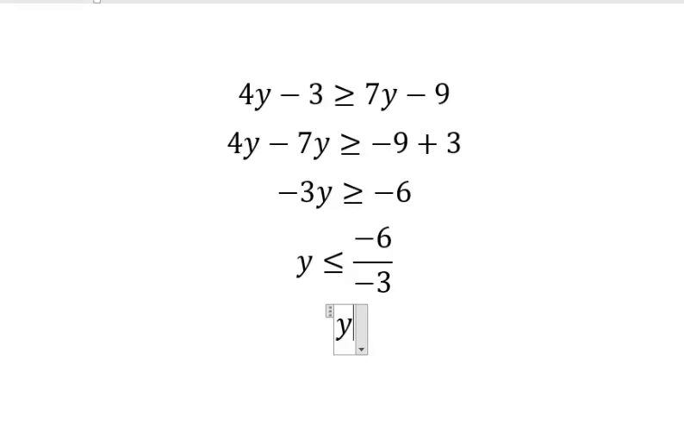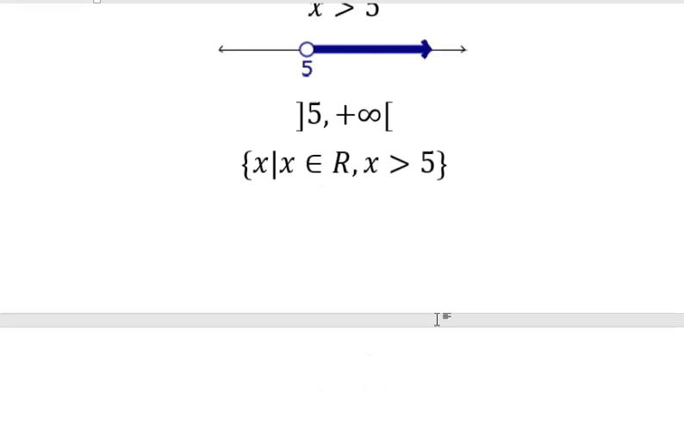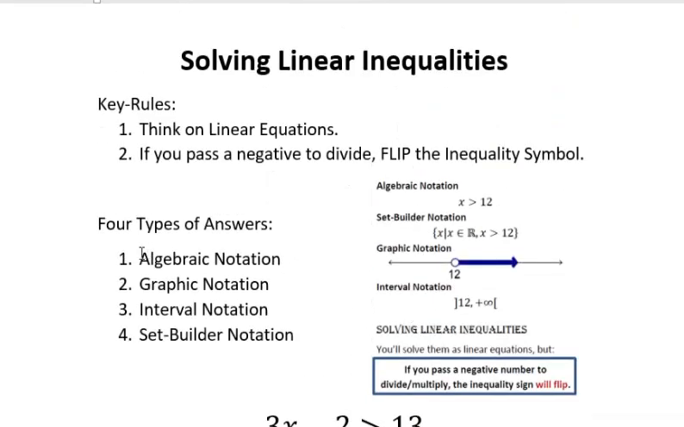So I will put y is less than or equal to minus 6 divided by minus 3. Minus and minus make plus, and 6 divided by 3 is 2. So my answer will be y is less than or equal to 2. That will be the first answer, the algebraic notation of the solution.